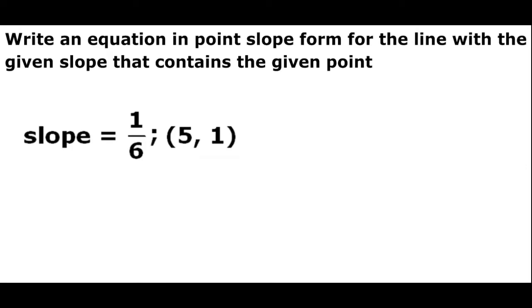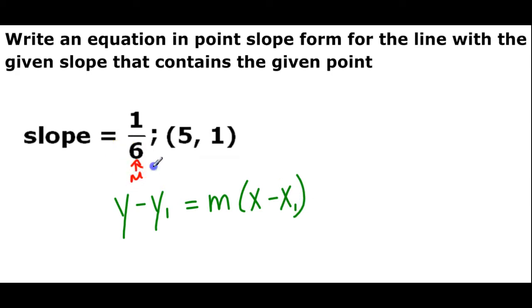This says write an equation in point slope form for the line with the given slope that contains the given point. Again, it looks like this. y minus y1 is equal to m times x minus x1. Let's say where we're going to get these from. This is the m, so this is going to go right here.